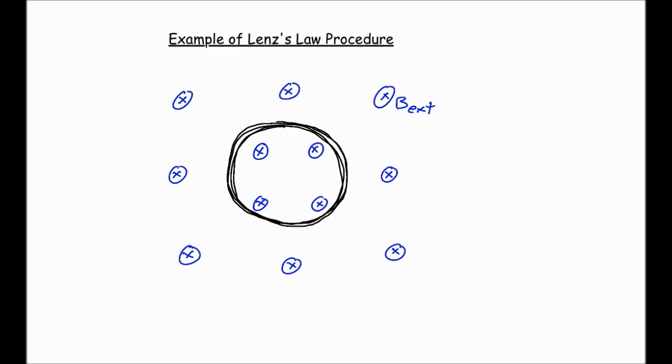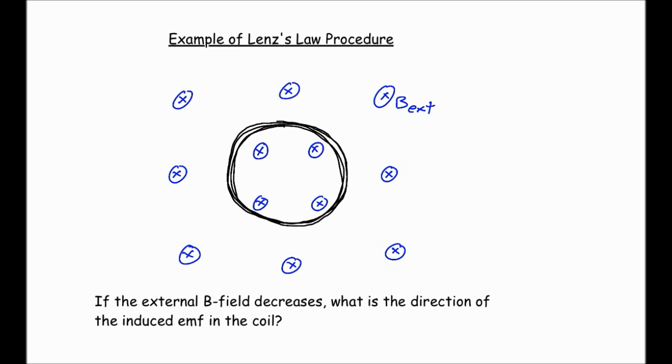So here's a coil, and then let's say there's an external B field, meaning a B field that's not made by this coil, it's made by something else, and the B field is going into the screen. And then the question we're given is, if the external B field decreases, what is the direction of the induced EMF in the coil? So we'll follow the procedure. Step 1 is to show the external B field, and that's already done for us. It goes into the page.